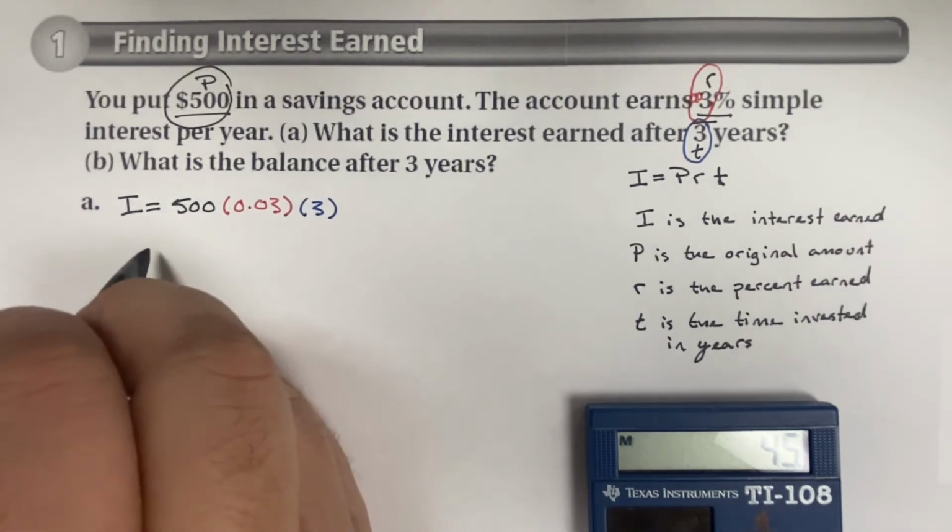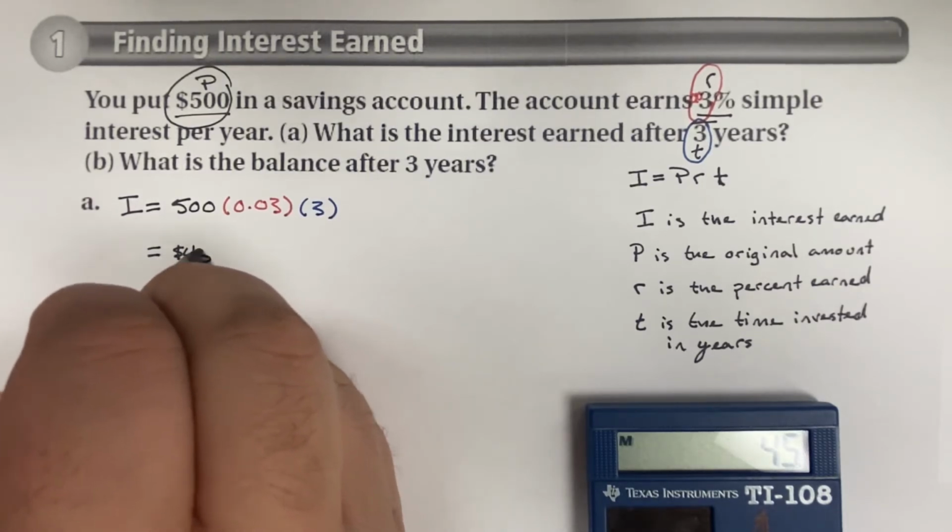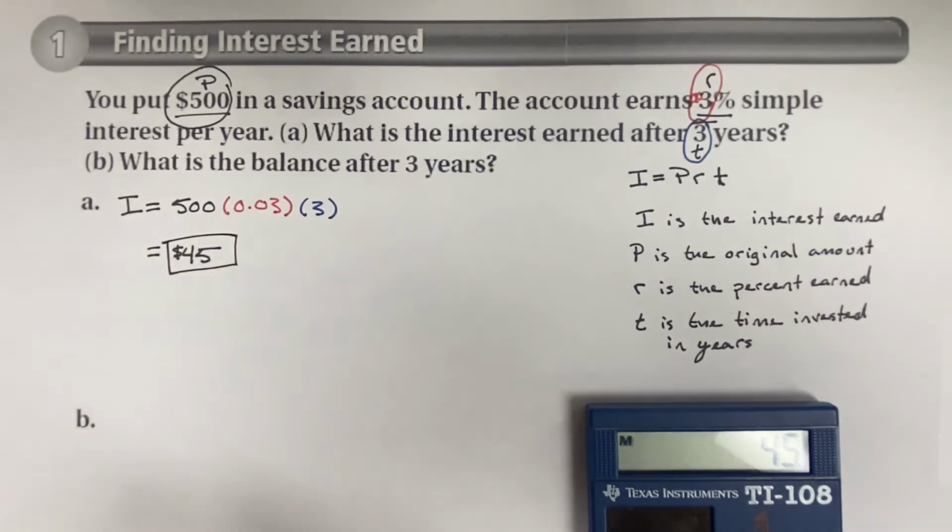So the amount of interest earned is $45, and that would be my answer: that after 3 years, when I deposited $500 and the interest rate was 3%, I earned $45. By the way, this is the concept that money makes money, because you didn't have to do anything extra. You earned it through interest.